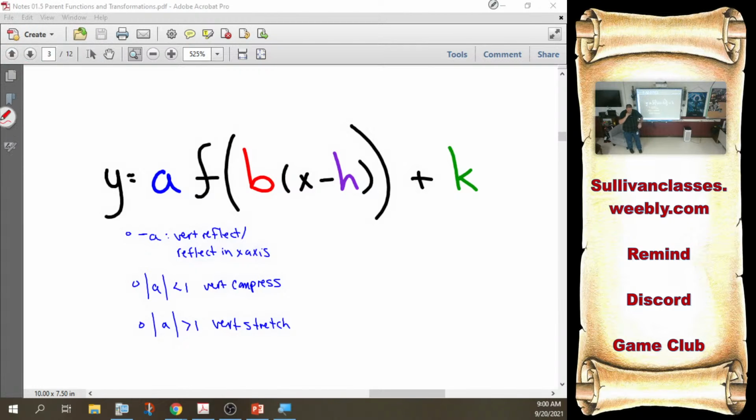B is going to do all the exact same stuff in backwards land. Here's how it works. If B is negative, now it's not vertical stuff. Now it's horizontal. It's a horizontal reflection, or reflect in the y-axis.